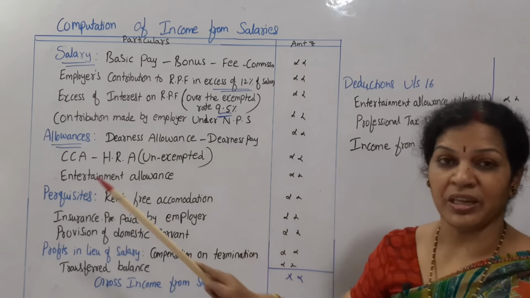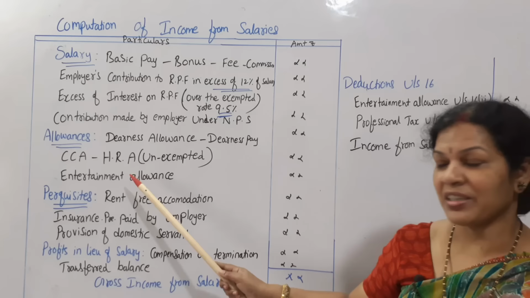Allowance we are writing. Then after that, perquisites. This is the third point you can remember, perquisites. Perquisites means extra benefits, fringe benefits also we can say. What kind of extra benefits? The first one is rent-free accommodation. HRA is different.